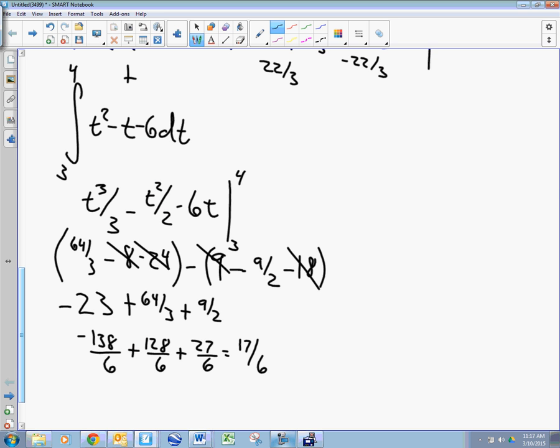So for our final answer, we got 22 over 3, which would be 44 sixths, plus 17 sixths is equal to 61 over 6, which as a decimal should be that. Total distance traveled.